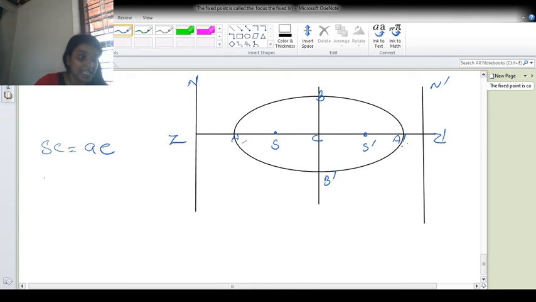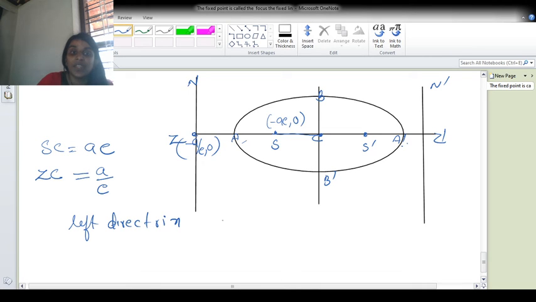And set C equals A by E. So here C is the origin. So this point is minus AE, 0. And this point is minus A by E, 0. And this line, the left directrix, can be written as x equal to minus A by E. Okay, the equation of this directrix is x equal to minus A by E.